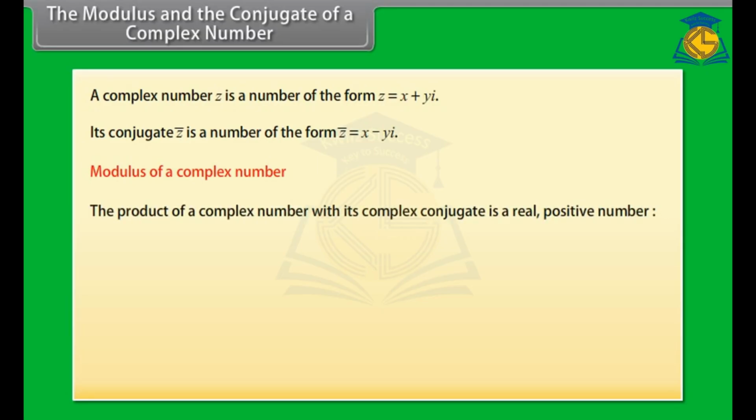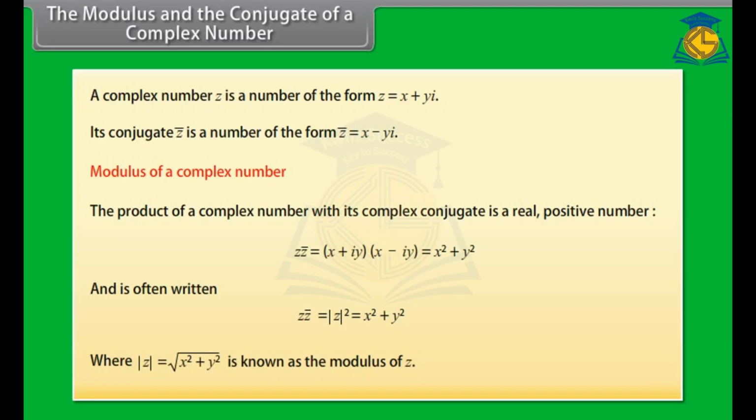Modulus of a complex number. The product of a complex number with its complex conjugate is a real positive number, that is, z into z bar is equal to x plus iota y into x minus iota y is equal to x square plus y square, and is often written z into z bar is equal to square of modulus of z is equal to x square plus y square, where modulus of z is square root of x square plus y square.